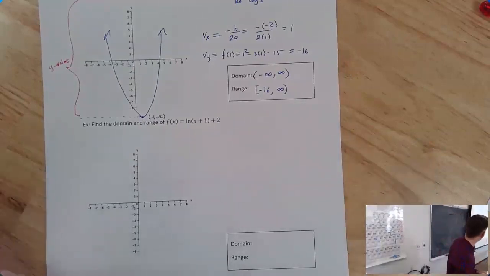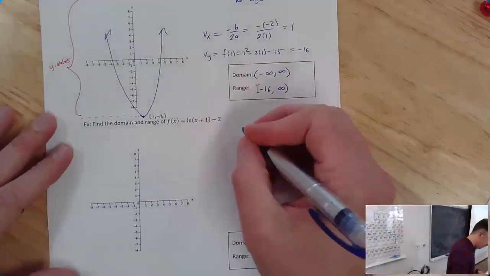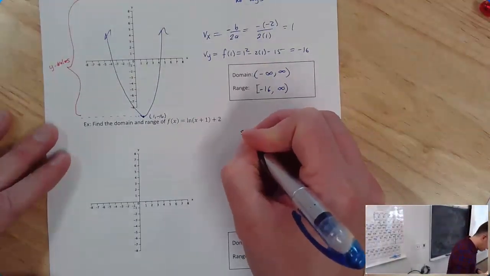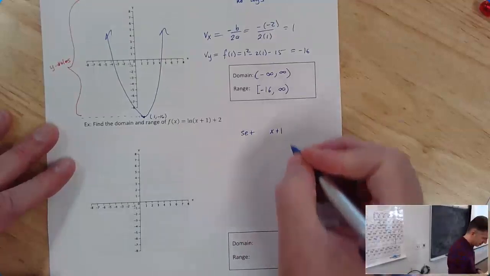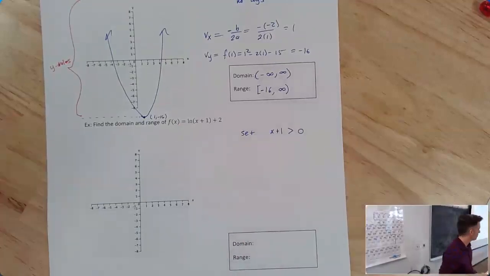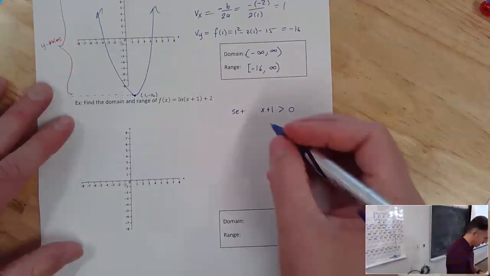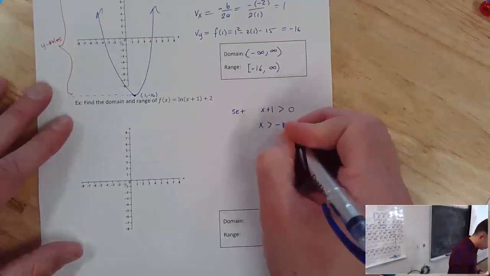All right, let's do this next one. Domain and range of natural log of x plus 1, plus 2. Okay, so now we have one of the three things. We have a logarithm. So if there's a logarithm, we need to set the insides of the logarithm, x plus 1, to be strictly greater than 0. Which means x is going to be strictly greater than negative 1.